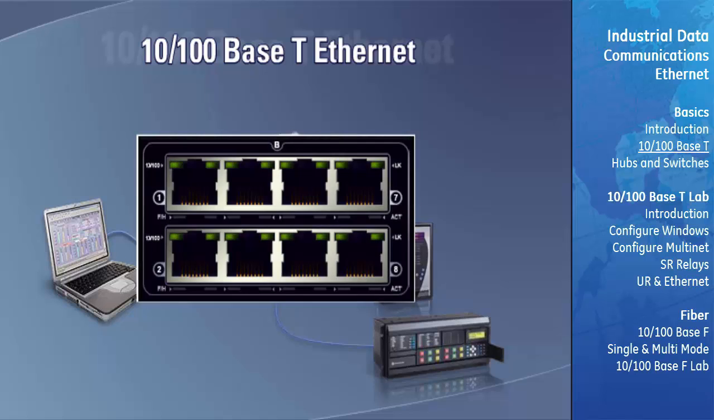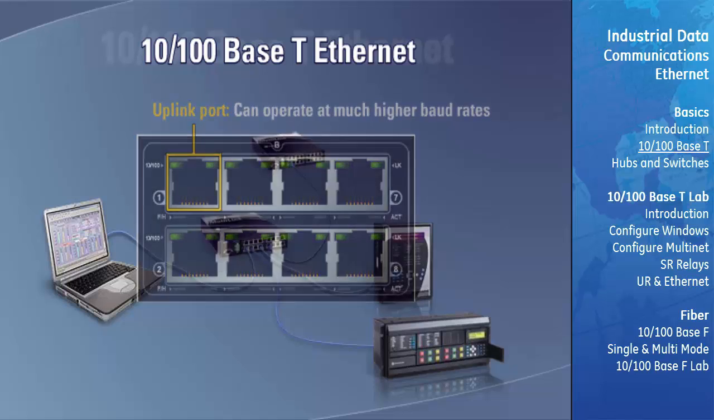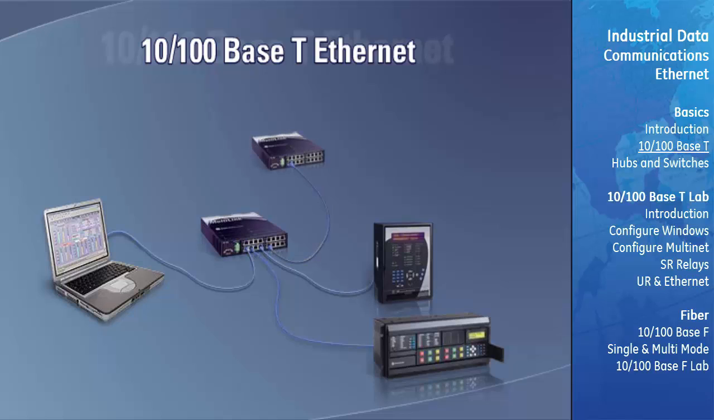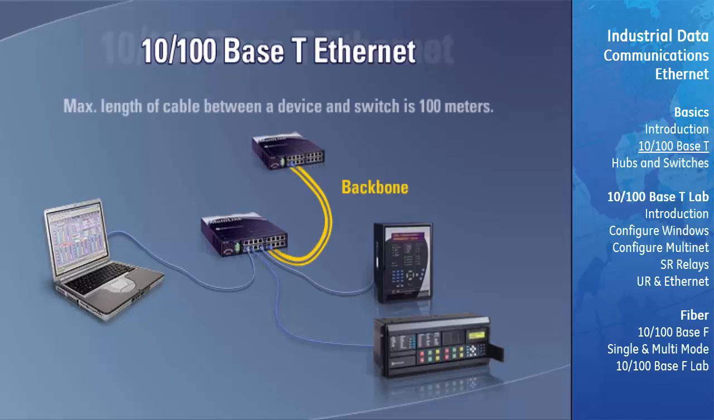The port that connects one switch to another is often called the uplink port, and with many switches, the uplink port can operate at much higher baud rates than the standard ports. The connection of several higher-speed uplink ports to produce a higher-speed path between switches is often referred to as a backbone. The maximum length of cable between a device and the switch is 100 meters. All components used in a 10/100 Base-T LAN should be rated with the Category 5 enhanced level of quality assurance.